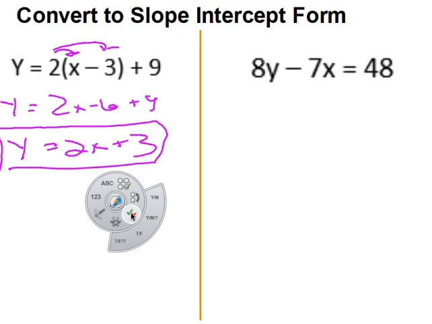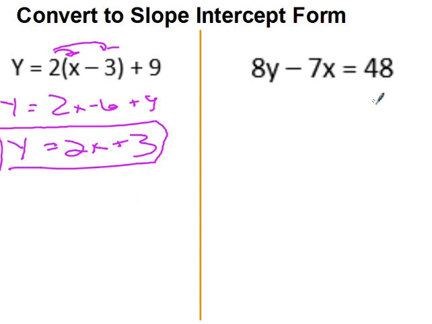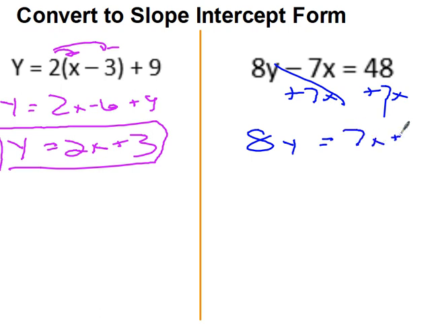For this one over here, first step is always to move the x term. So because this is negative 7x, I'm going to add 7x to both sides. That goes away. I'm left with 8y equals 7x plus 48.